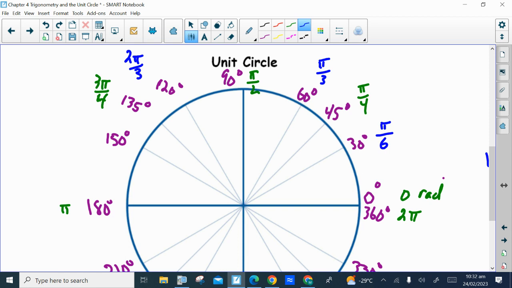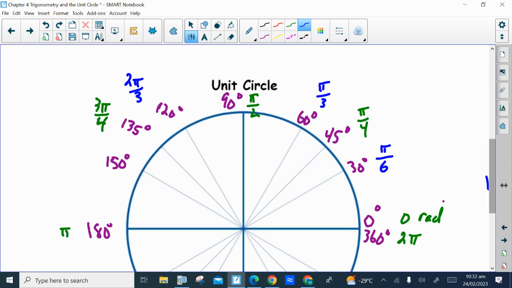180 divided by 6 is 30 degrees. So that's why pi on 6 is equal to 30. Another 30 would be 60, which is 2 pi on 6s. 2 pi on 6 reduces to pi on 3. Another 30 from 60 is 90. That would be 3 pi on 6s, which reduces to pi on 2.